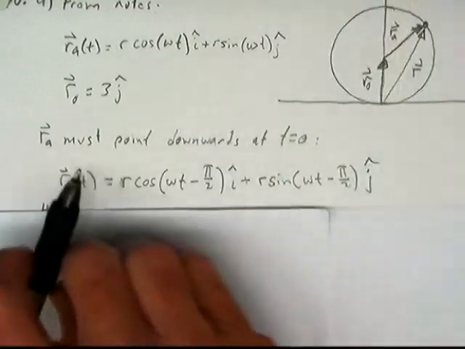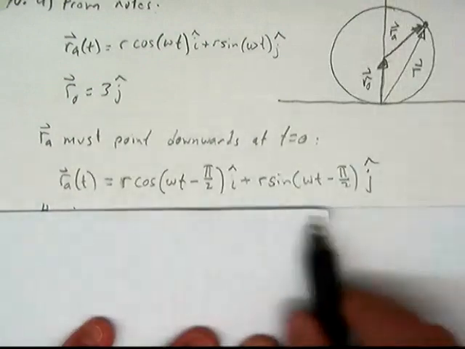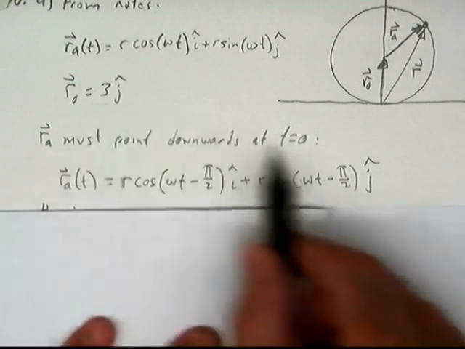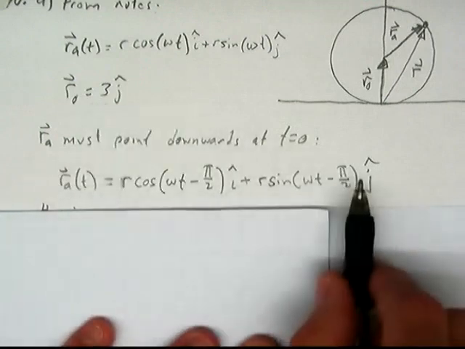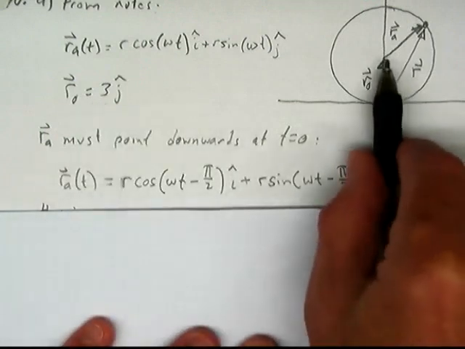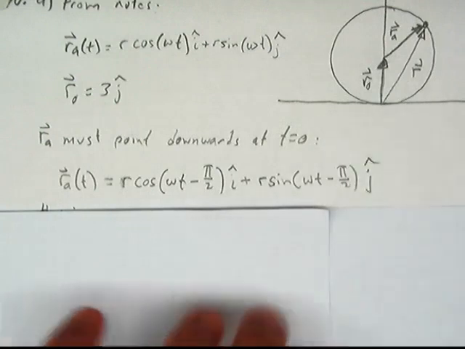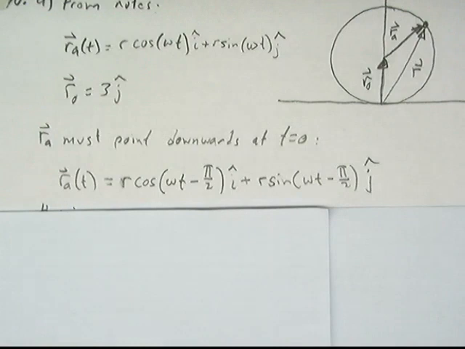Compare that with r0, and r is 3, so it'd be negative 3j. r0 is 3j. This is now going to be negative 3j. 3j minus 3j is 0. So we've got this thing set up so that when we add r0 to ra, it works exactly like we want it to. That kind of makes sense?